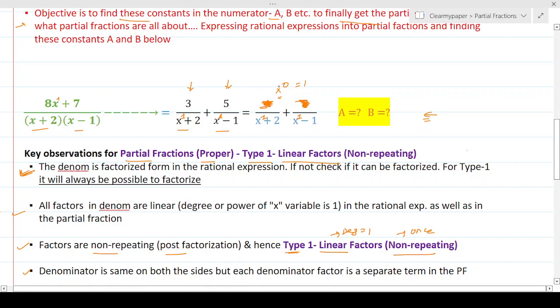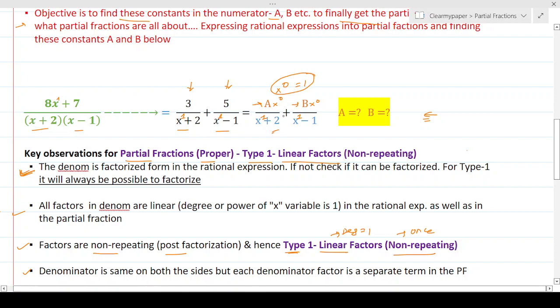That means we're just going to have a constant, and hence we just take a and b, because this is as good as saying a multiplied by x to the power 0 and b multiplied by x to the power 0, because x to the power 0 is going to be 1. And that's the reason you can think about these numerators also as a polynomial, which just has a constant term, with the degree equal to 0. You can think about it that way also.